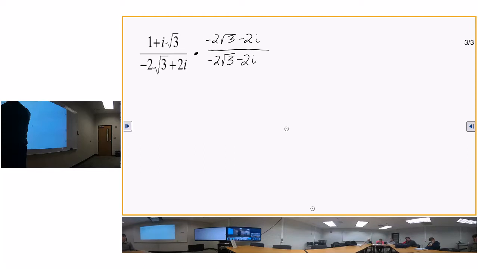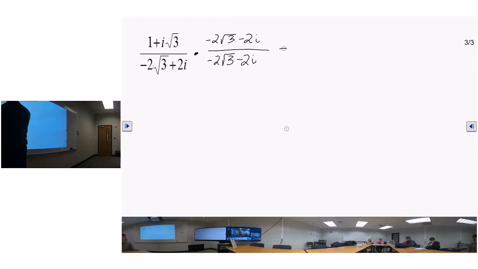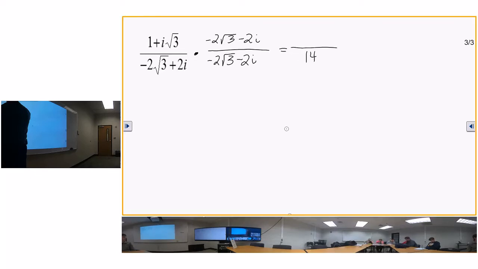I mean, the bottom is shortcut number 3, which is going to be 4 times 3 is 12. It's going to be squared, so it's going to be 12 plus 2 is 14. Somebody do the bottom and see if you get 14. I did it in my head, so check me.